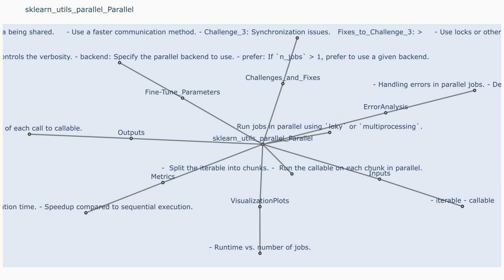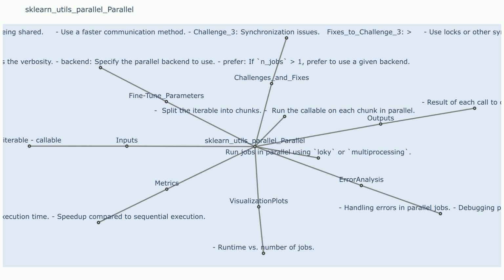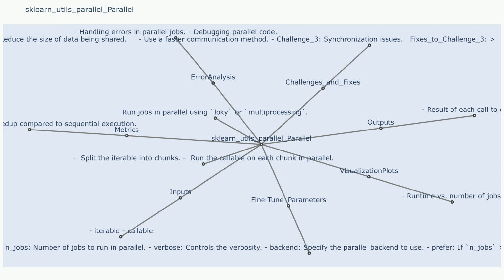Backend determines the backend used for parallel execution. Options include loky, threading, and multiprocessing, each with its own strengths and weaknesses. Prefer indicates the preferred execution method. Options include processes and threads, influencing the choice between multiprocessing and threading for the backend. Timeout sets a maximum time in seconds to wait for a job to complete. If a job exceeds the timeout, an exception is raised.